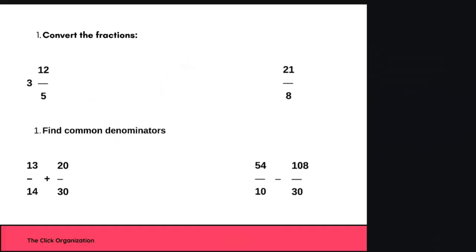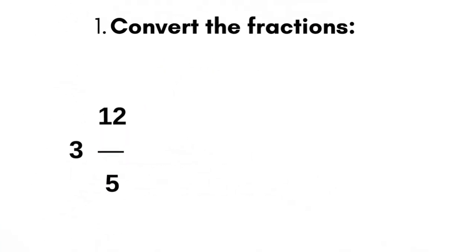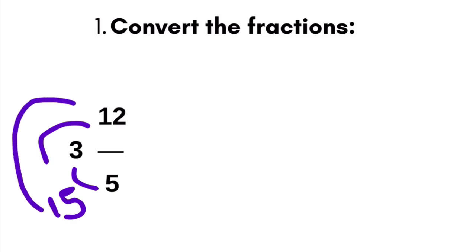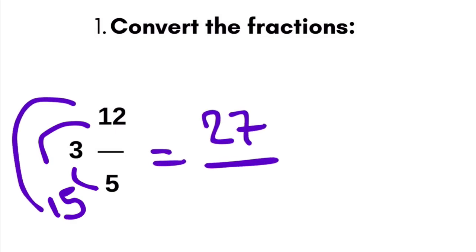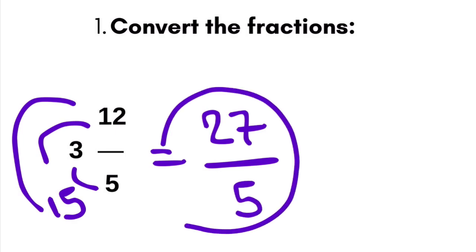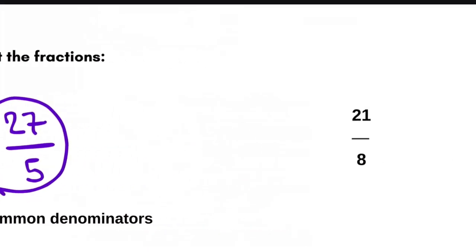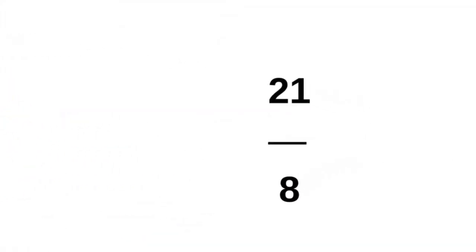Okay, so we should multiply the denominator by the whole number and then sum the result up with the numerator. So multiplying 3 and 5, it equals 15. And then 15 plus 12 equals 27. And the denominator stays the same. And it's that simple.